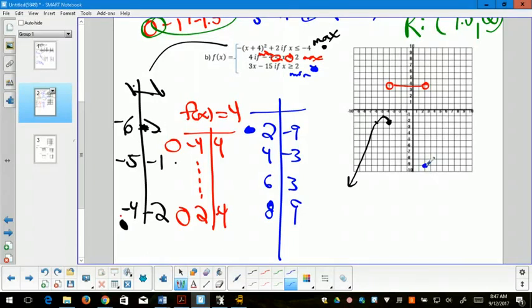We go to 4, -3, and we put a point. 6, 3, put a point, and 8, 9, put a point, and connect our graph. This is the minimum, so I'm not going to go to the left of it, but it had no maximum, so it keeps going to the right and up. Any questions on graphing or making the tables for piecewise functions?